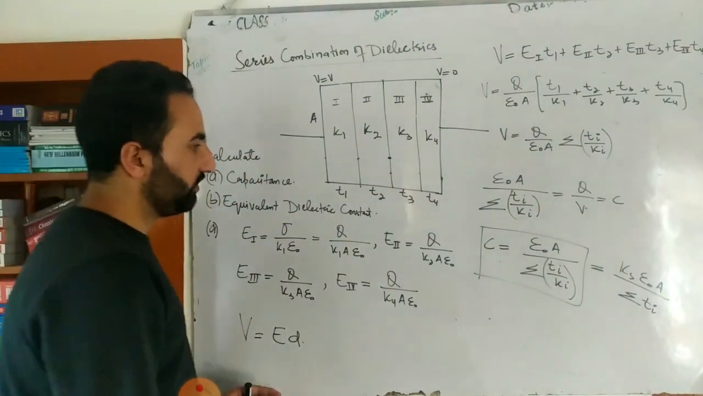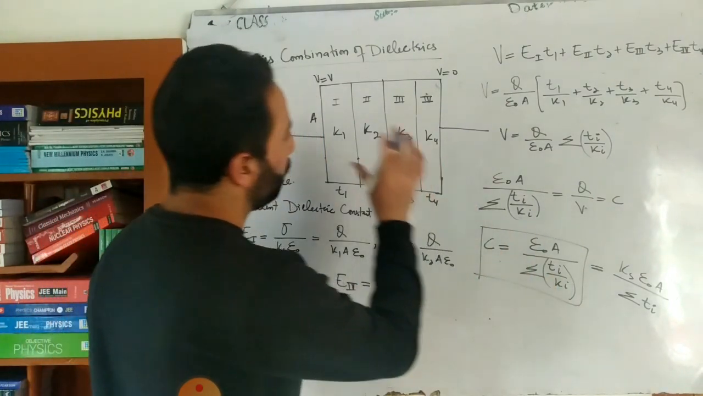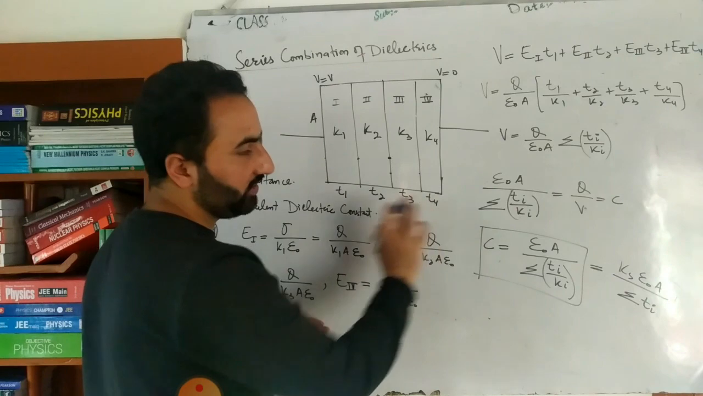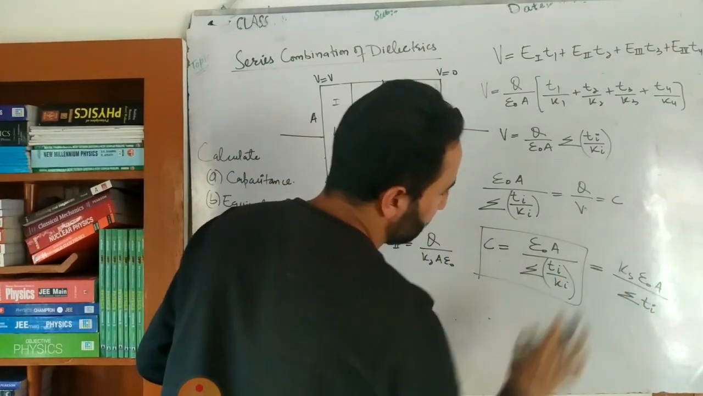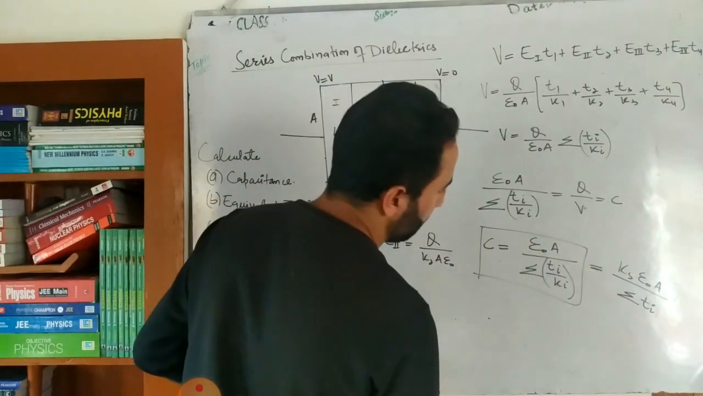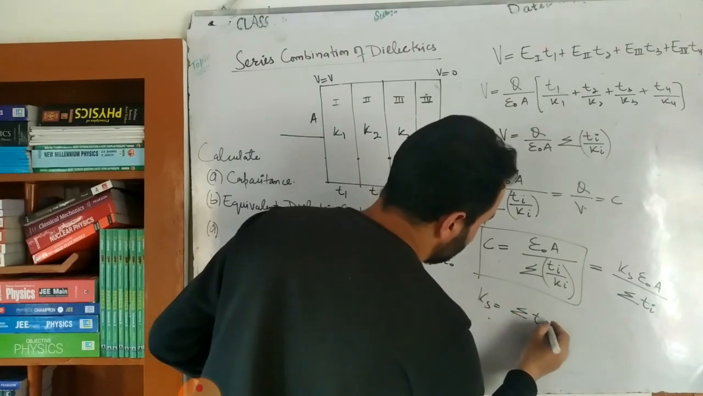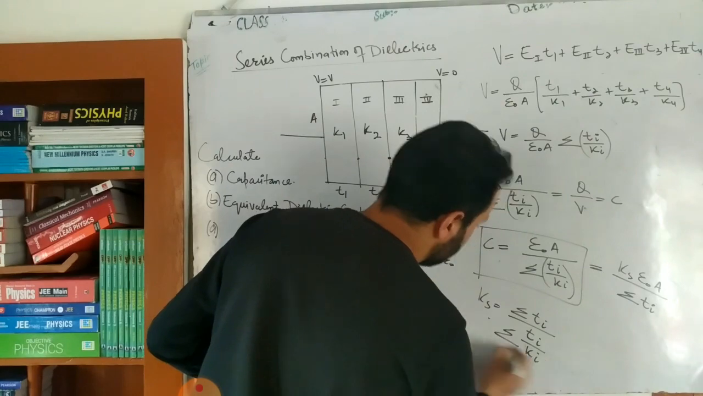Suppose this is replaced by a single dielectric having dielectric constant Ks. Then the separation between these two plates is the summation of all these, that's T1 plus T2 plus T3 plus T4, so summation of Ti, so the capacitance will be this. Now epsilon 0 A will cancel with epsilon 0 A, and you can calculate Ks from here. Simply, Ks is equal to summation of Ti divided by summation of Ti by Ki.